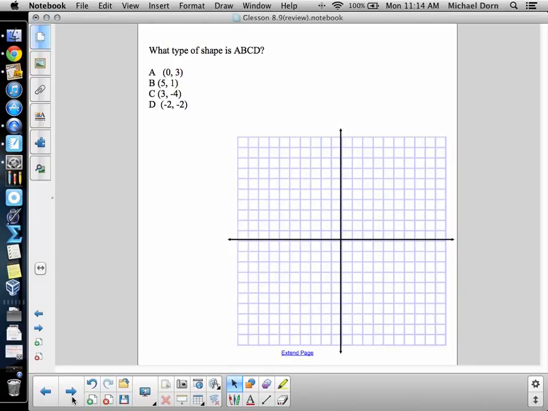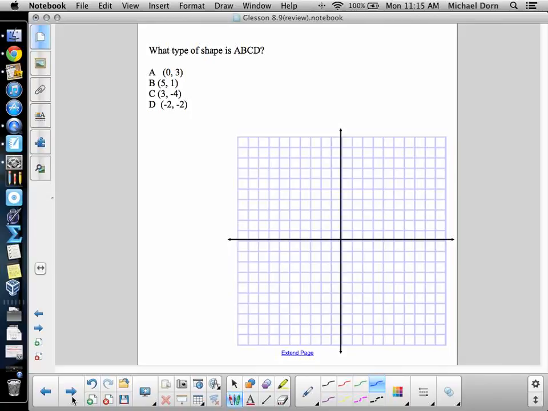What type of shape is ABCD? My goodness, how many times have we seen this? Again, without the evidence, your answer won't be accepted. So you have to show the evidence. I think I've made that pretty abundantly clear at this point, that just having the right shape name really doesn't get you anything. You have to prove it.